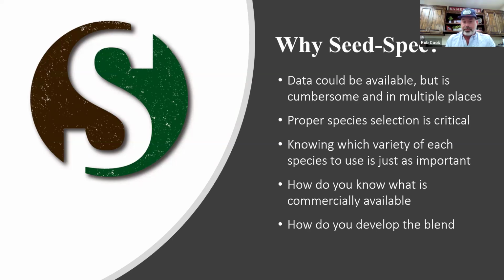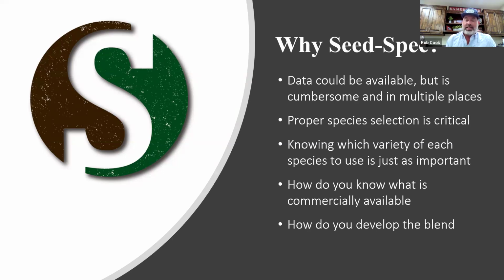So data is out there in multiple places to help folks develop a site-specific blend on what grows in certain areas and what species could be adapted. But a lot of times it's cumbersome to get to. You have to have a working knowledge maybe of those data sets, and it's in multiple places, and it's hard to bring all together.